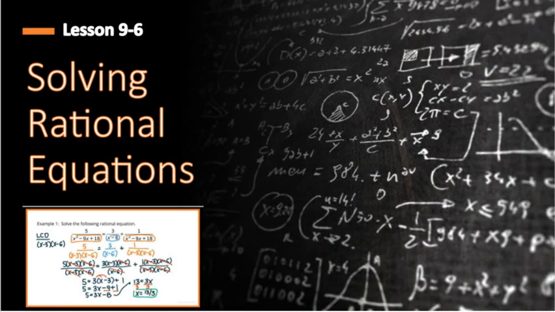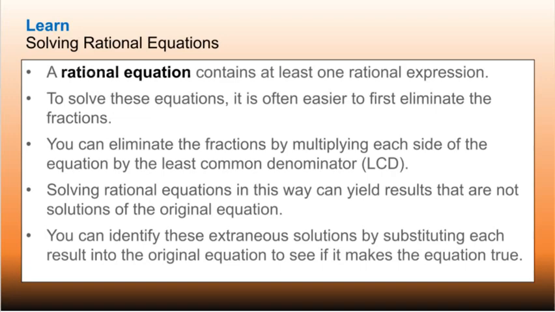9-6, solving rational equations. A rational equation contains at least one rational expression. To solve these equations, it's often easier to eliminate the fractions. You can eliminate fractions by multiplying each side by the least common denominator.